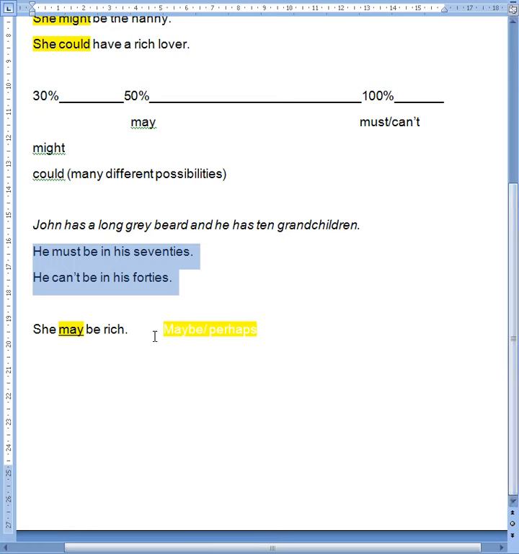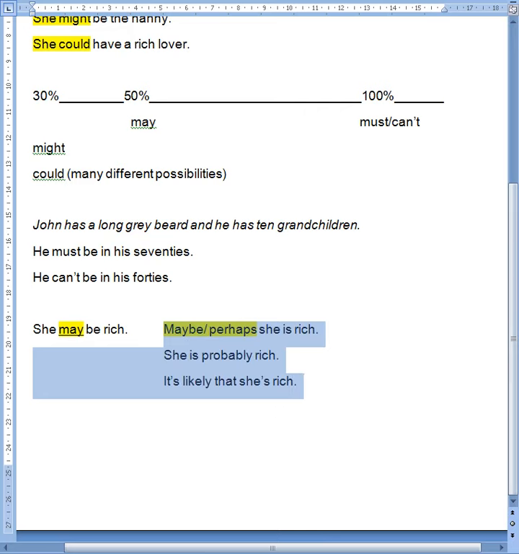Of course, you can express uncertainty, probability, in different ways. The example we've just seen, she may be rich, where you use may as a modal verb, could also be expressed in different ways. For example, maybe she's rich, perhaps she's rich, where maybe and perhaps are adverbs. Or you could also say, she's probably rich, or it's likely that she's rich.